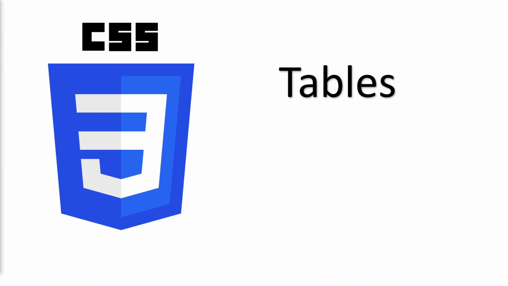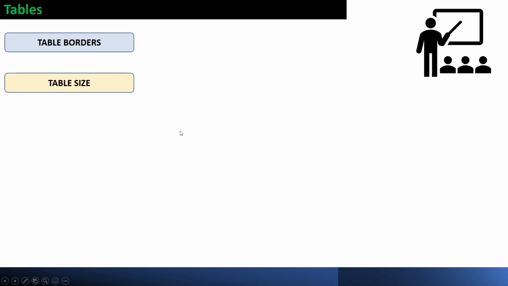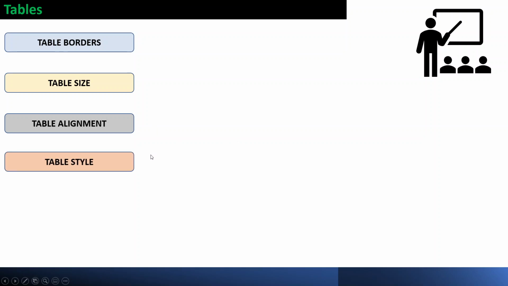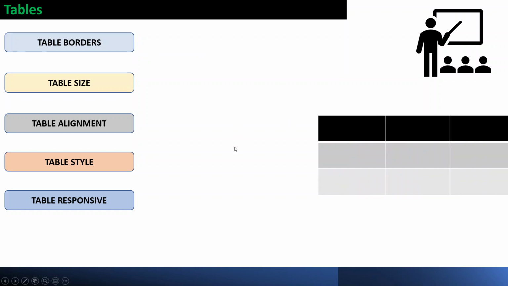Welcome everybody to this lesson, CSS Tables. We are going to be discussing how to style our HTML tables. In this lesson, we are going to be looking at table borders, how we are actually going to create our borders for our tables. We're also going to be looking at the table size. We'll look also at the table alignment, table styling using the table style attribute, and then table responsive. And we are going to be looking at all that in the code section.